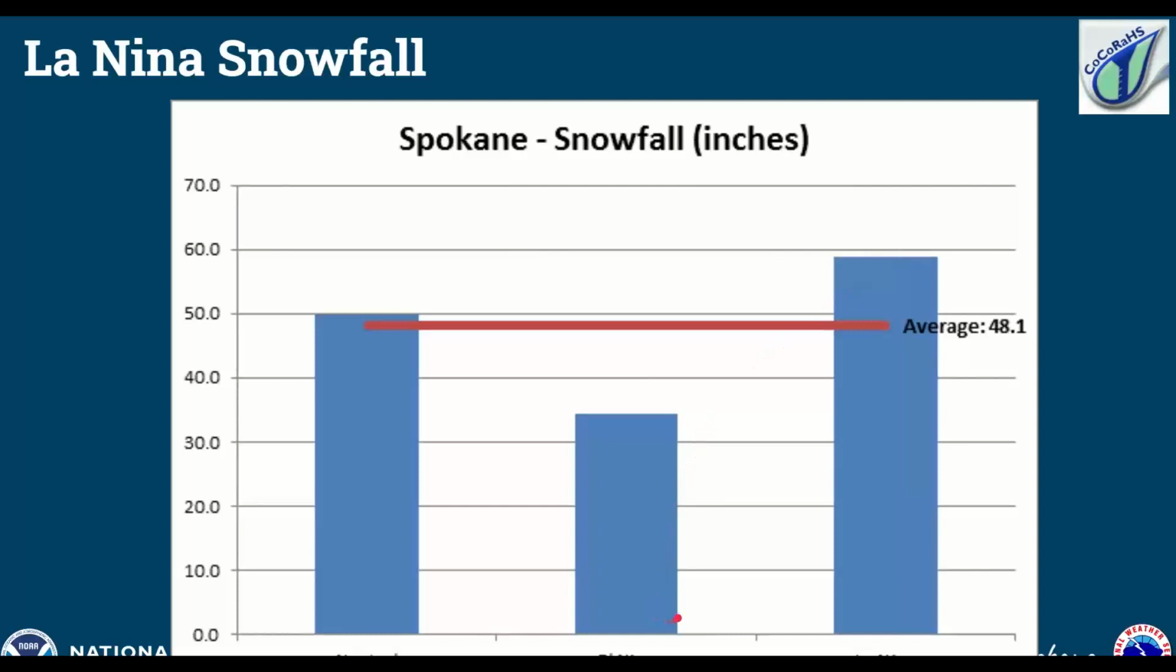Now, comparing that to an El Nino, opposite conditions, we tend to get drier and warmer types of winters with that, and not surprising, about 35 inches of snow. And neutral years, they're pretty close to average.